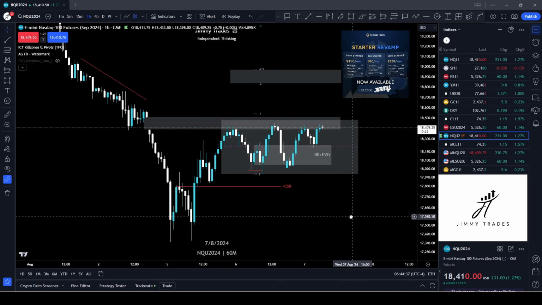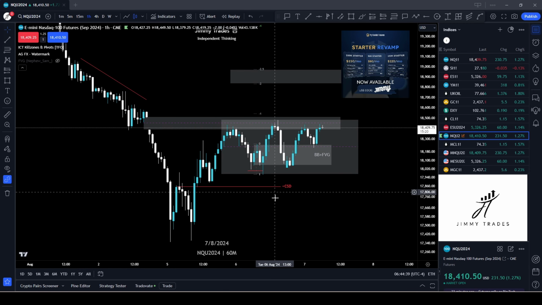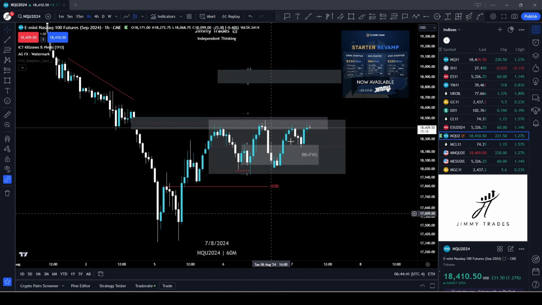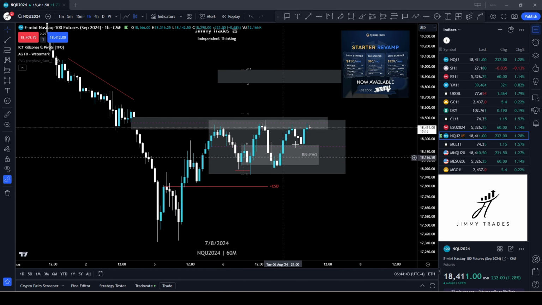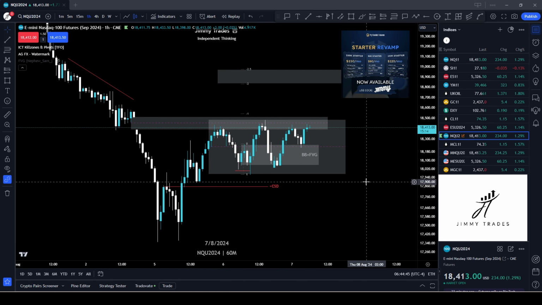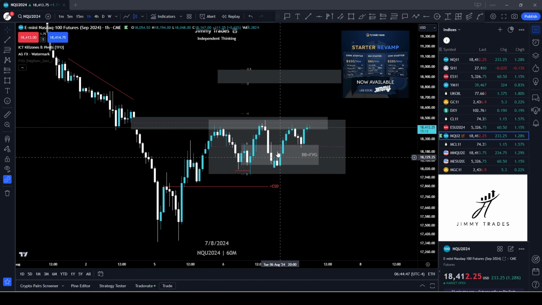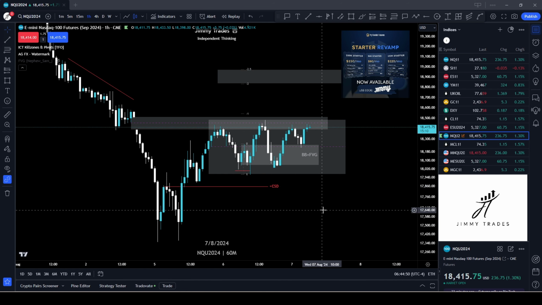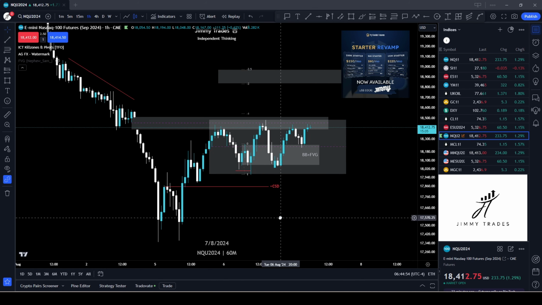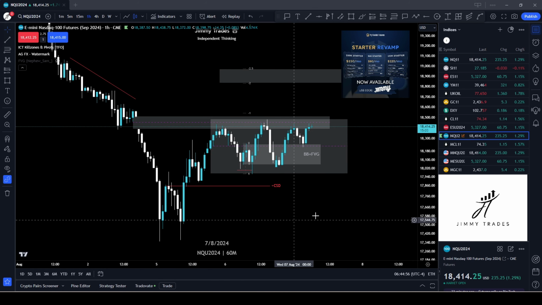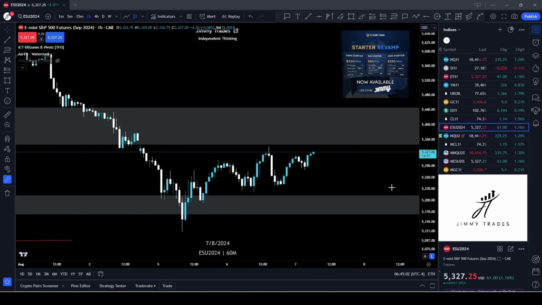Okay, so hourly structure, I still like the idea of being bullish. I'd really like to see price push out of this range. We're currently respecting this bullish breaker, so let's see if price has a willingness to move higher. Let's jump over to ES.